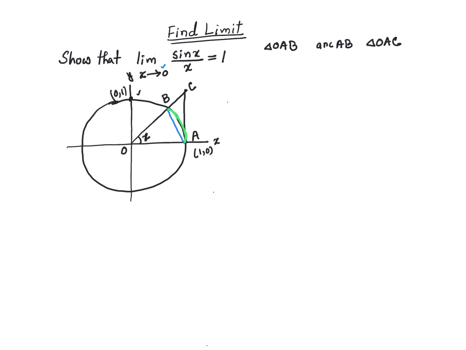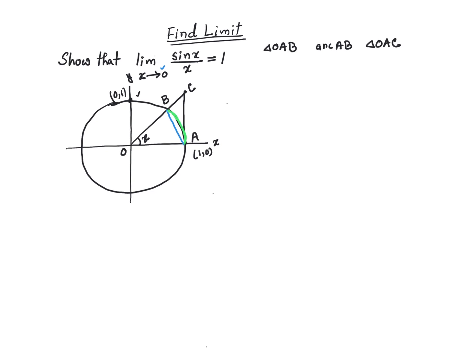Now, if you compare the areas of these three objects, you obviously see that the area of triangle OAB is less than the area of the pizza slice, which is less than the area of the bigger triangle. That's pretty obvious. Now, to find the area of this triangle OAB, I drew the perpendicular line from point B onto the line segment OA. So I call that point B prime.